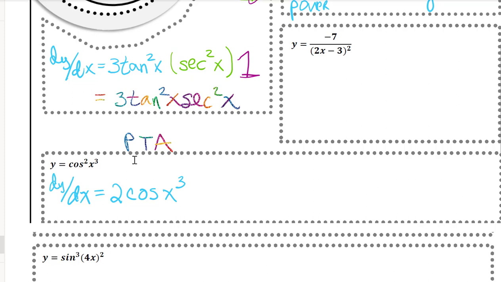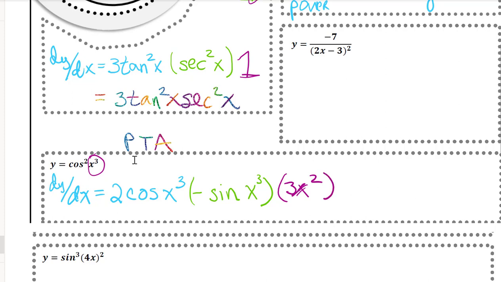Now I need to multiply that by the derivative of the trig function. So the trig function is just cosine, not cosine squared. Squared is a power. So the derivative of cosine is negative sine of your angle. You have to keep your angle of x cubed. So we have power, trig. Now we need the derivative of the angle. The angle is x cubed. So the derivative of x cubed is 3x squared. And that's what it looks like unsimplified.